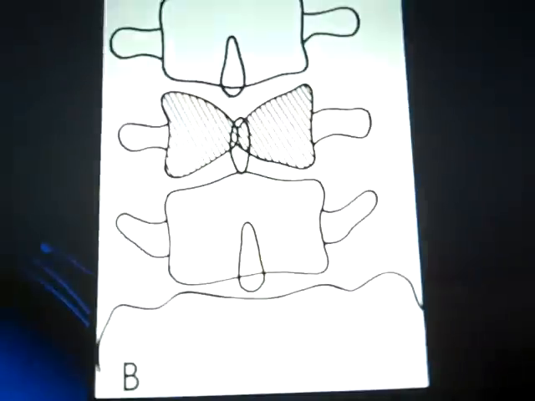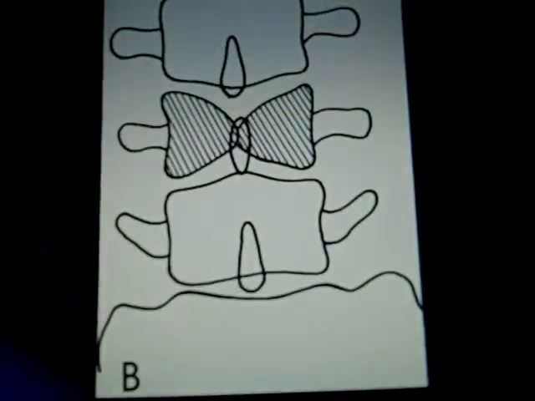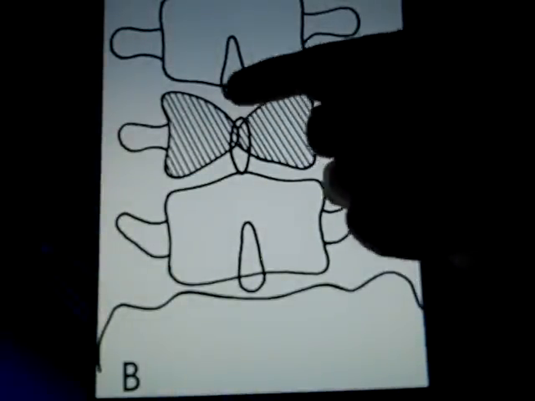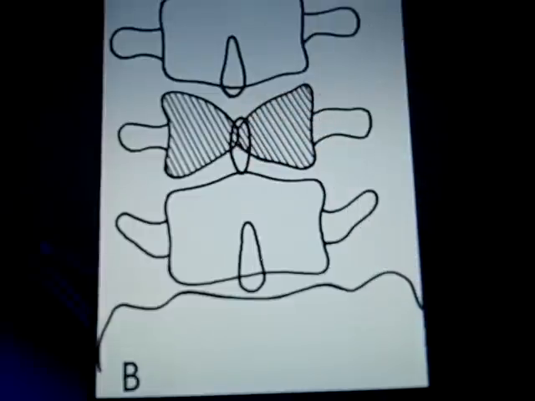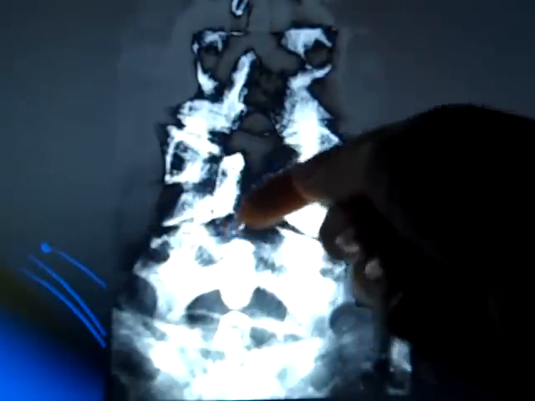When we look at the schematic, it looks like this. Of course, we have the two triangular pieces, and with the spinous process, that gives you the butterfly shape seen on the A to P view. If you look at the film, here is the triangular piece, and here is the other side. And of course this is the spinous, and so that is the butterfly vertebra.